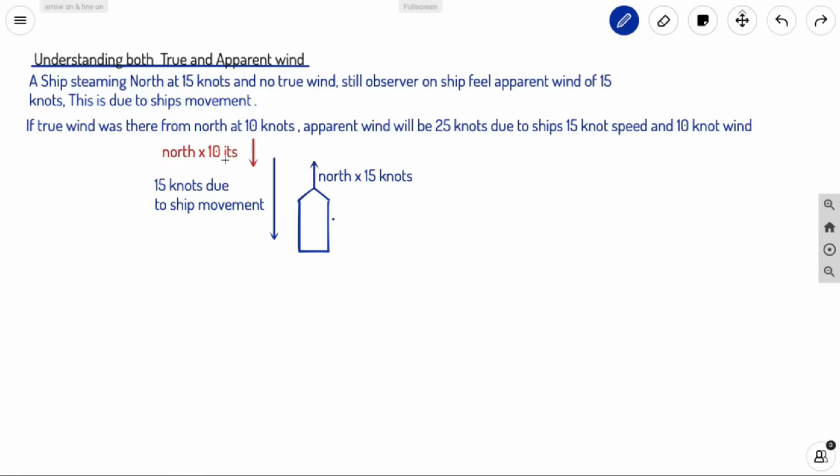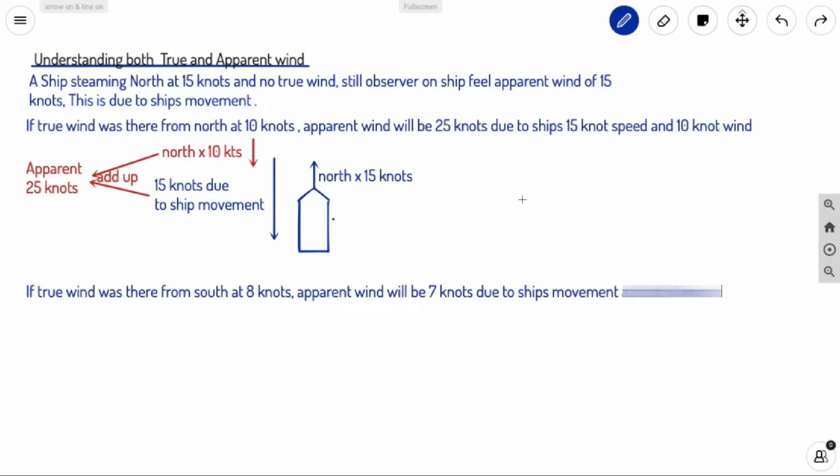So you can see easily, these two forces are in the same direction, so they add up. That means your final apparent wind will be the adding up of both northerly 10 knots true wind and 15 knots due to your ship's movement. That means they add up and apparent wind will become 25 knots. Similarly, if true wind was from the south at 8 knots, apparent wind will be 7 knots due to ship's movement.